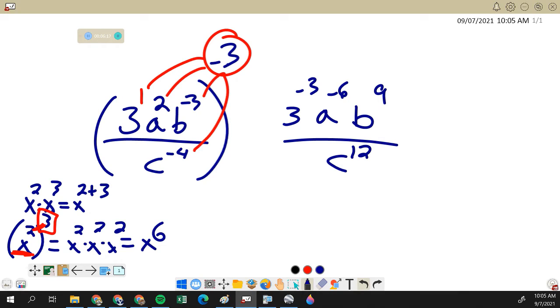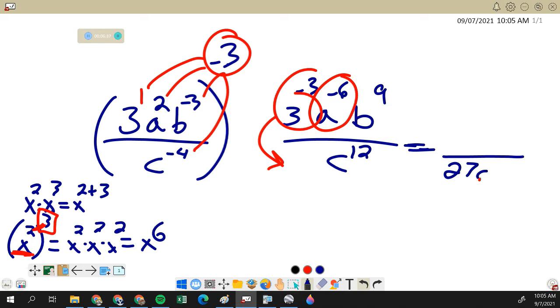Okay, now I need to move the negatives. So this is going to drop down. What is 3 to the third? 3 times 3 is 9, times 3 is 27. So I have a 27 on bottom. This moves and becomes positive. And then that stays, and this stays. Okay.